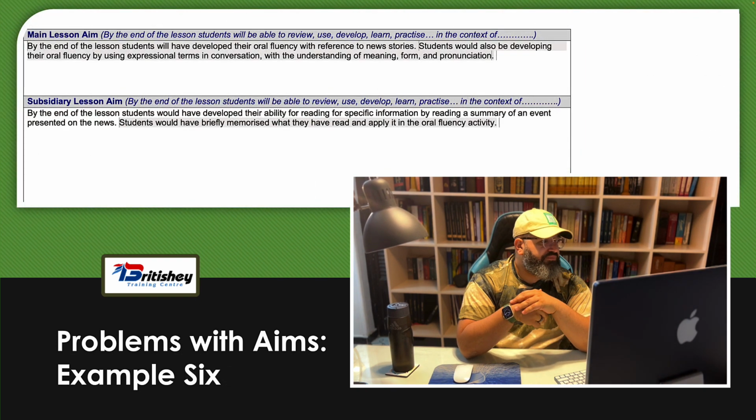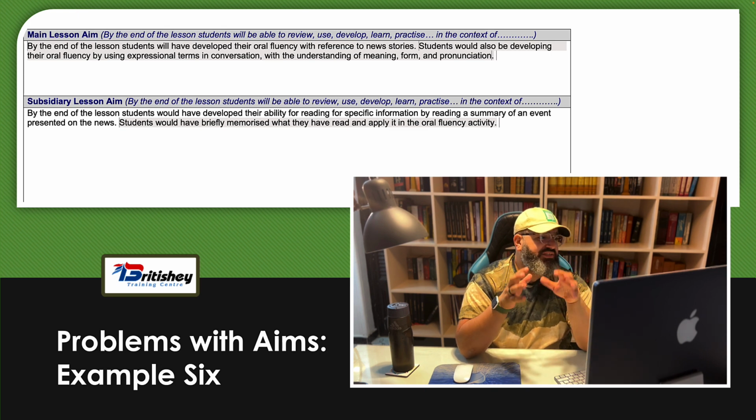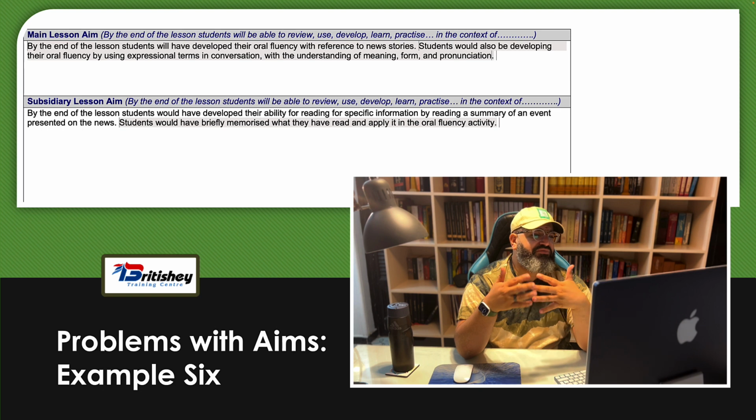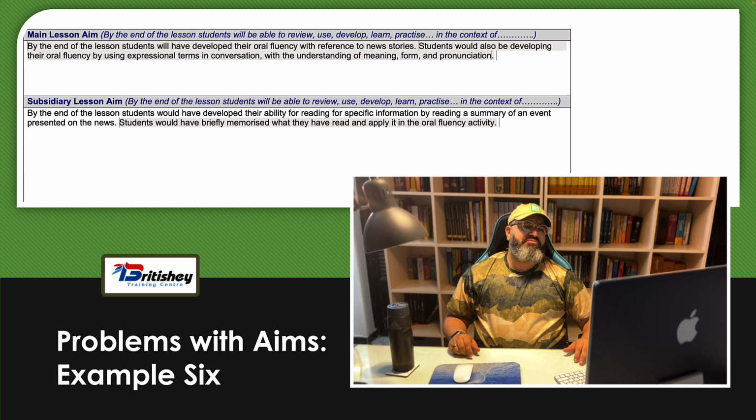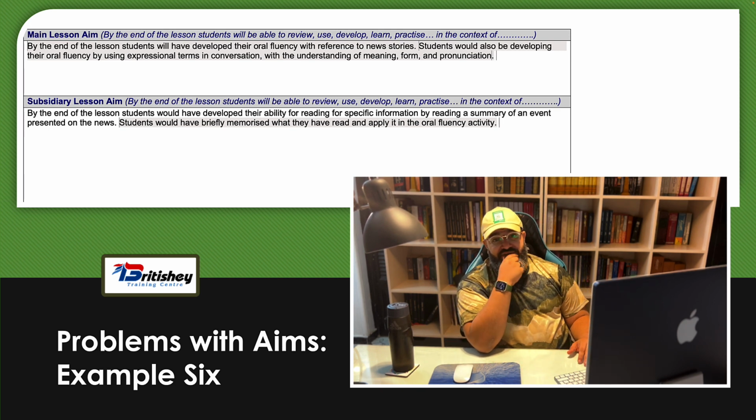Another example. By the end of the lesson, students will have developed their oral fluency with reference to new stories. Students would also be developing their oral fluency by using expressional terms in conversation with the understanding of meaning and form and pronunciation. That sounds like double main aims here, but let's read the second one.